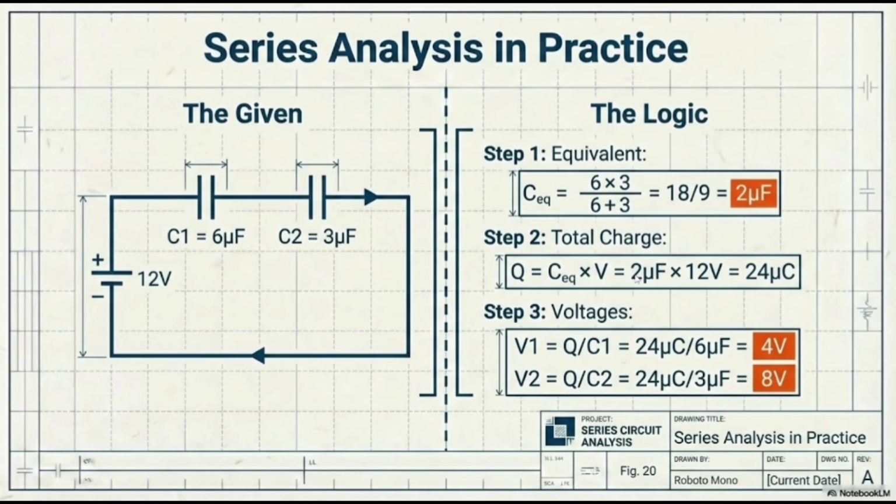Imagine that my source is 12 volts, and this 12 volt source is connected to a 6 microfarad capacitor and another one of 3 microfarad. The question asks a couple of things. The very first one is about the C equivalent. As we all know, for the C equivalent, we can use the formula 1 over CEQ equals 1 over C1 plus 1 over C2, or we can use C1 times C2 divided by C1 plus C2.